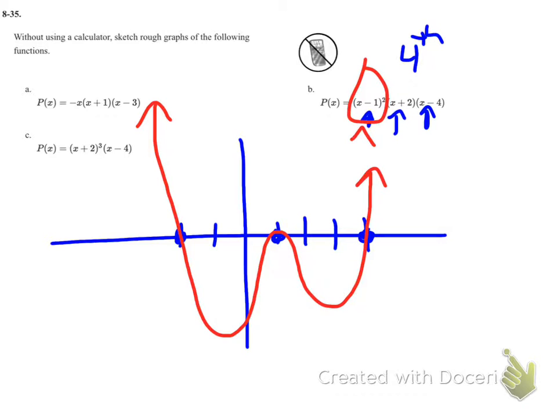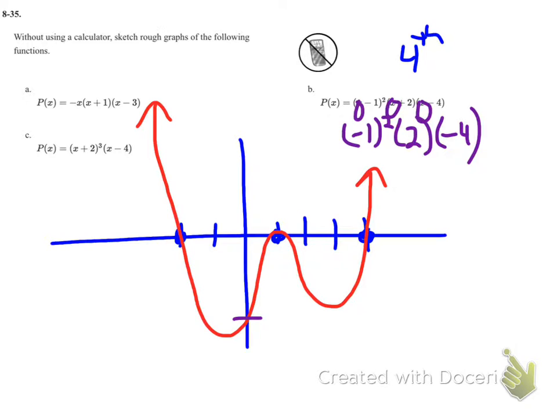For this one as well, I could actually mark my y-intercept. If I take a look at this graph and I put in 0 for all my x's, I'm going to get negative 1 squared times 2 times negative 4. So I have 1 times 2 times a negative 4. So my y-intercept will be negative 8. And pause it and do problem C.